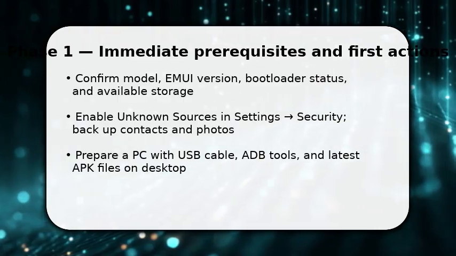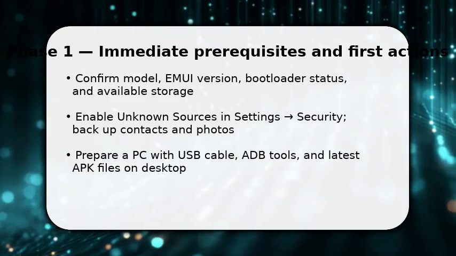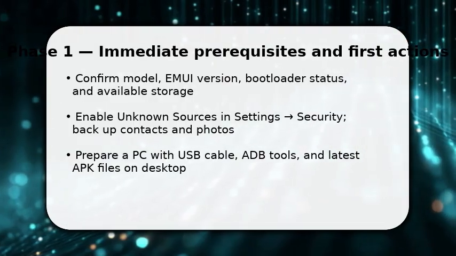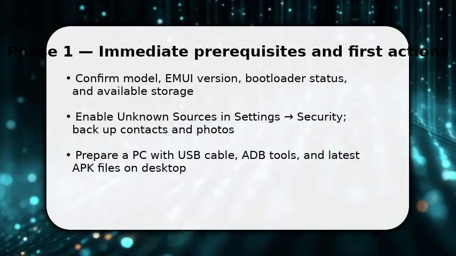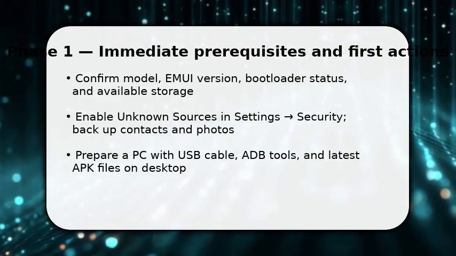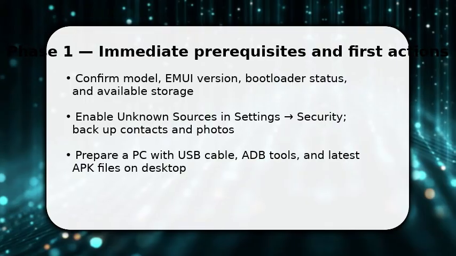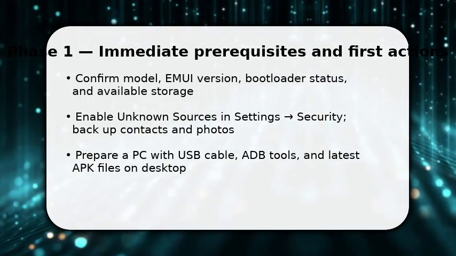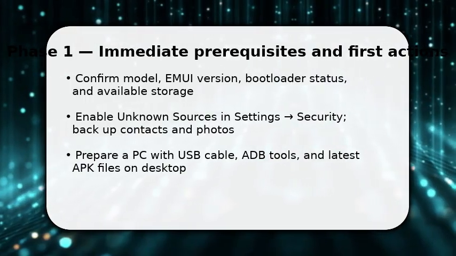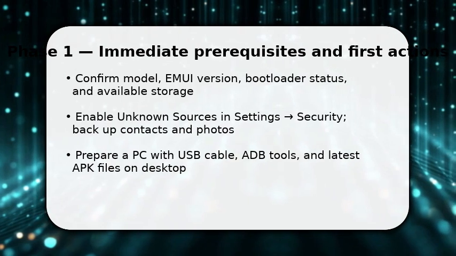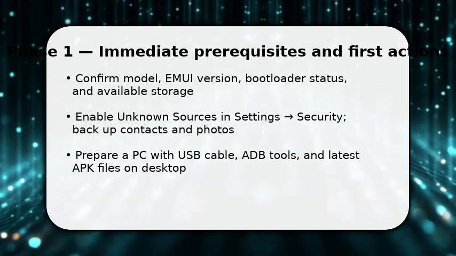Make sure you have a PC, USB cable, and ADB tools installed, with the necessary APKs downloaded to a single folder on the desktop. Now connect the phone, authorize USB debugging when prompted, and confirm the device appears in ADB devices. Then move to installing core components.